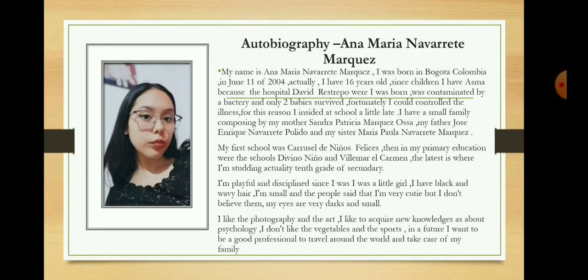I'm playful and disciplined since I was a little girl. I have black and wavy hair. I'm small and people say that I'm very cute, but I don't believe them. My eyes are very dark and small.